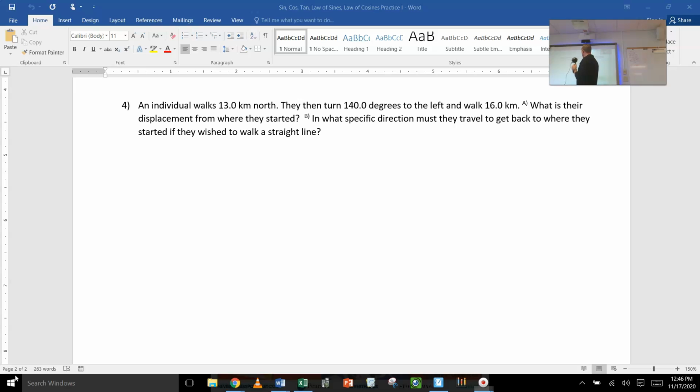An individual walks 13 kilometers north, and they turn 140 degrees to the left. And this is left. It really is going to mess you up when I send you south and then I tell you to turn to the left, because it's the opposite. You'll see. 140 degrees, and I go 16 kilometers.